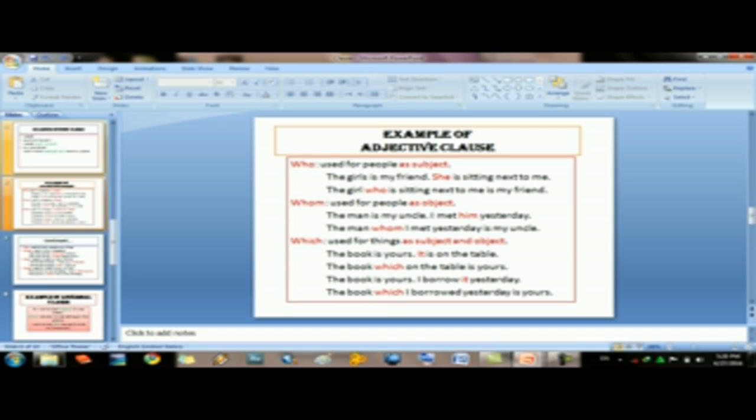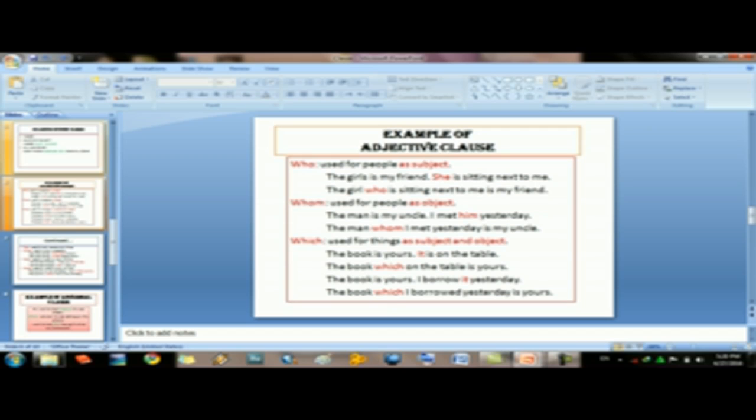And now whom is used for people as object. The man is my uncle. I met him yesterday. Him refers to the man. The man whom I met yesterday is my uncle. Why do we use whom? Because whom is used for people as object. And the third one is which, used for things as subject and object.